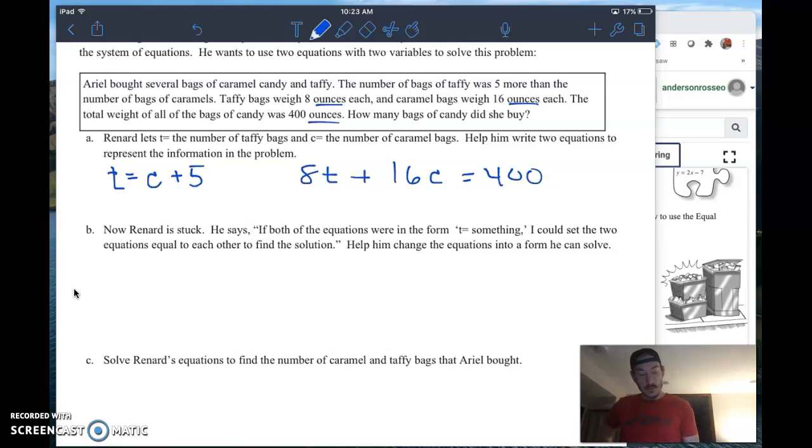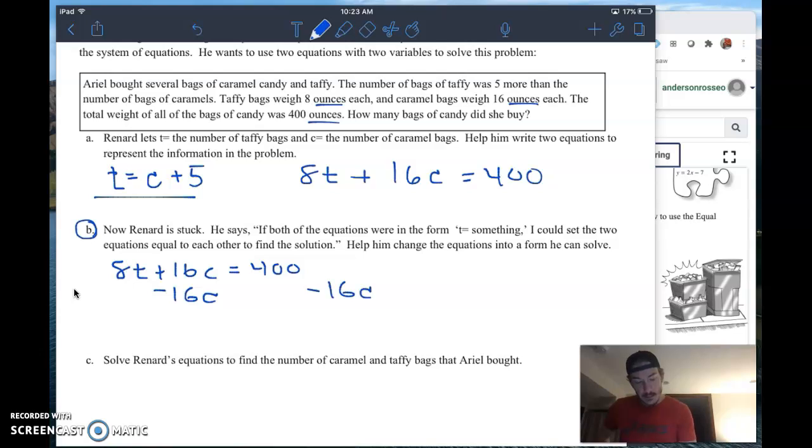Now Renard is stuck. I'm moving on to B. He says if both equations were in the form of T equals something, I could set the 2 equations equal. Help him change the equations. Well, this one's already done, but this second one, 8T plus 16C equals 400, is not. So let's help Renard out. I'm going to subtract 16C from both sides, and then I get 8T equals negative 16C plus 400. And now let's divide everything by 8 to isolate that T variable.